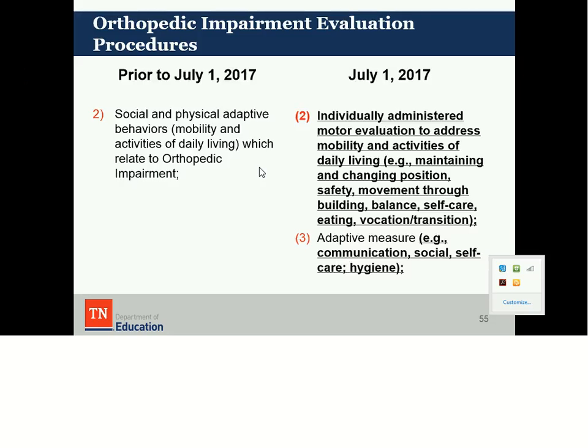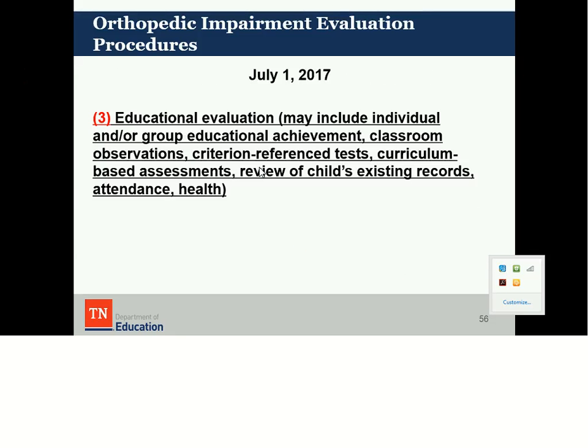We also added in an educational evaluation. That may be an individual or group administered achievement test, or it can be classroom observations, criterion-referenced tests such as your TN Ready or ACT, curriculum-based assessments, and the review of their existing records, health, and attendance. So we're looking at the overall review of that student's educational performance. Depending on the needs of that student, the referral concerns, and how difficult academic skills are for them, you may need to go more deeply in your evaluation, or you may have sufficient information based on a review of all of the information that you currently have from the teacher, as well as past performance on tests.